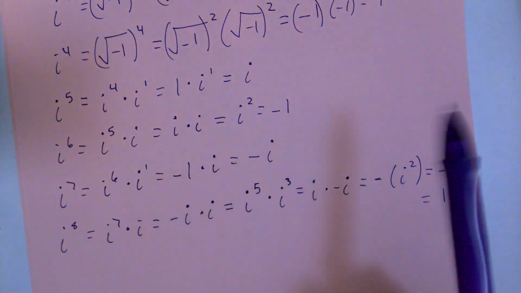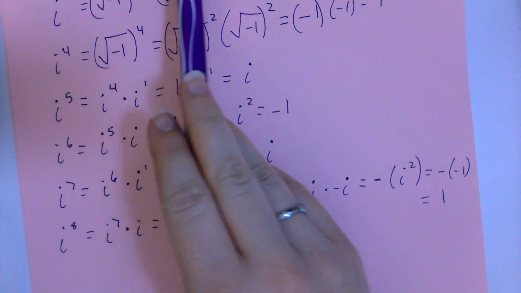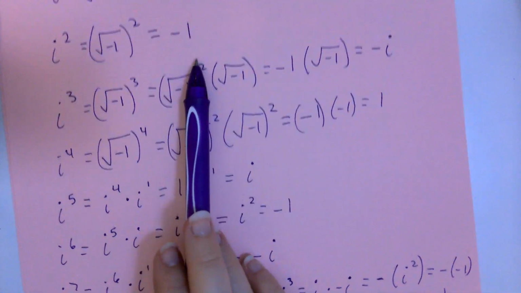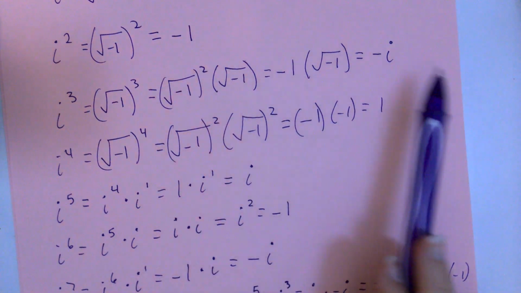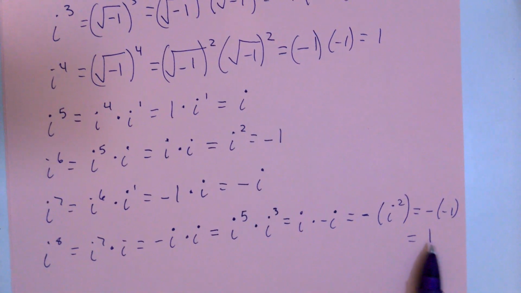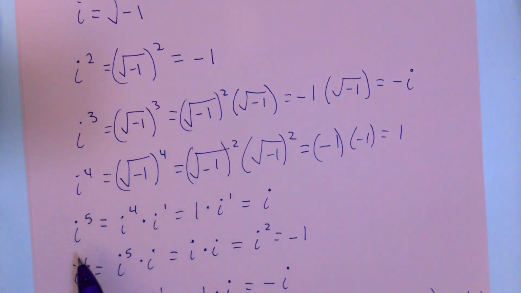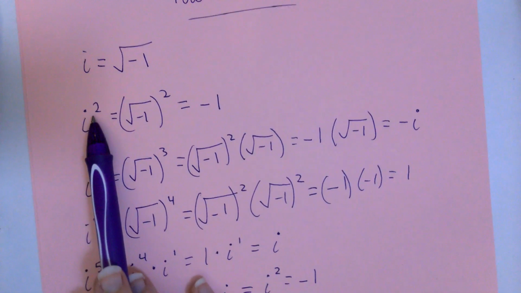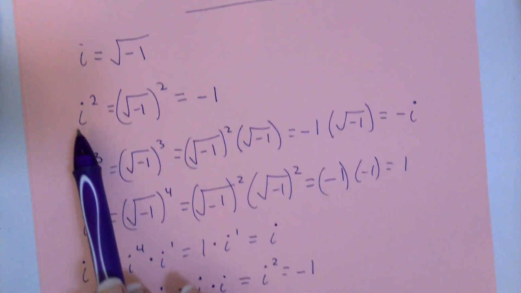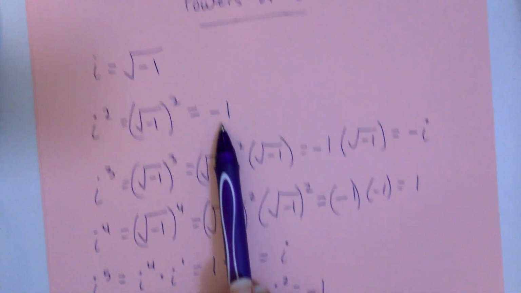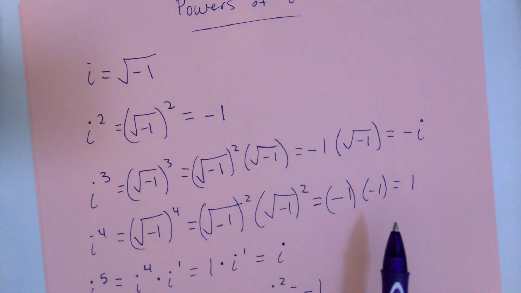So what you'll notice is that there's a pattern. So we have i, and then we have -1, which is i squared, then we have -i, 1. i, -1, -i, 1. So it repeats that cycle every 4 times. Every time we go up 4 in exponent, it's going to cycle through this i, -1, -i, 1 pattern.